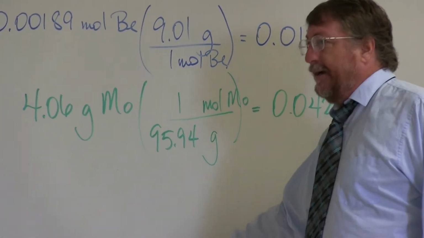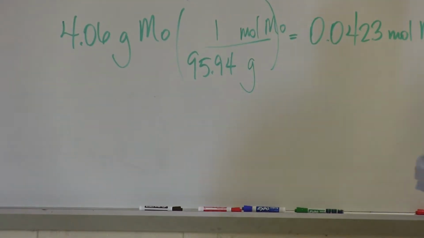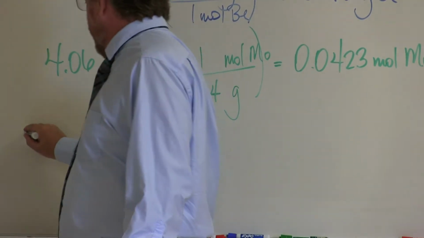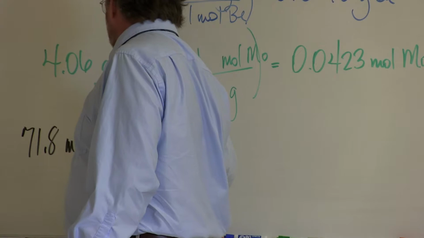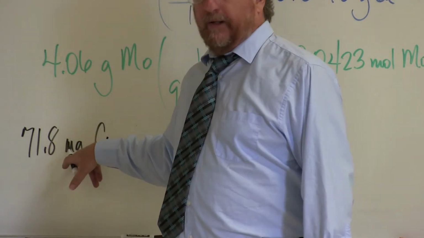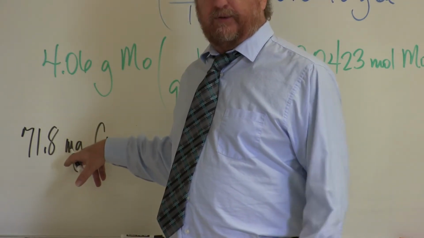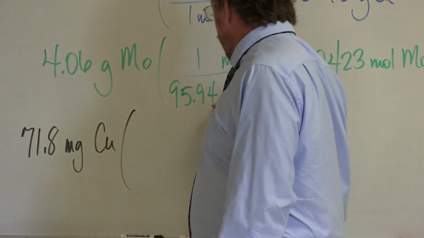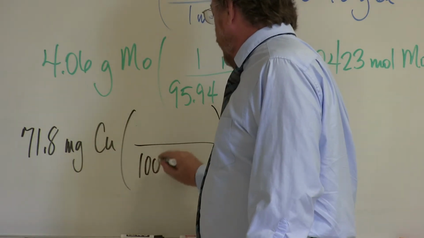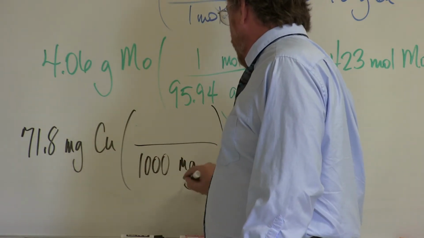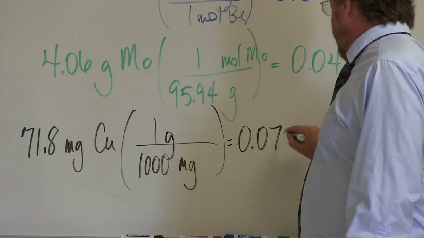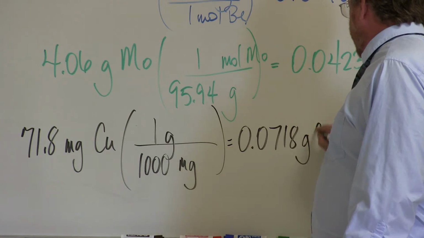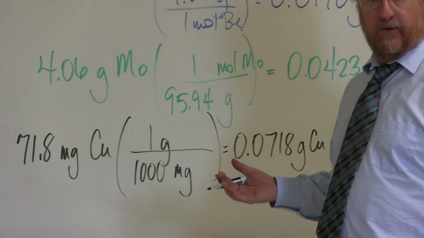One more problem. We're going to take the mass here of copper, 71.8 milligrams. Well, here we have the unit of milligrams. We need to convert that to grams first. So we're going to take that. We know there's 1,000 milligrams in a gram. And that's going to give me 0.0718 grams of copper.